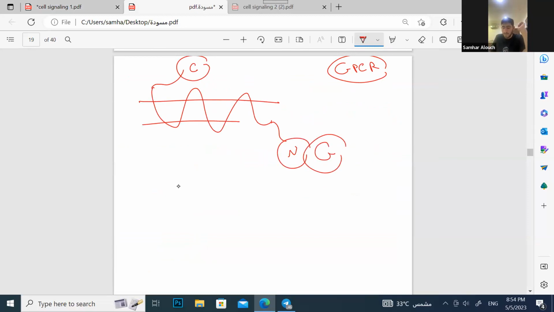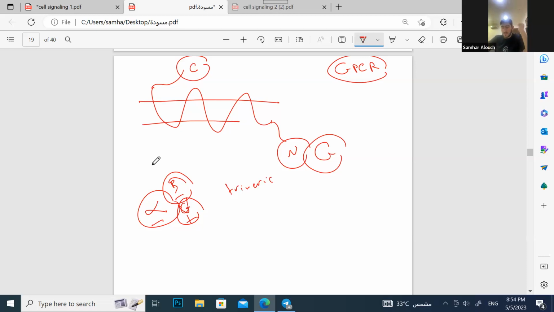I told you that G protein is made of 3 things: alpha, beta, and gamma, which is trimeric. What does trimeric mean? Trimeric means that it's made of 3 structures: alpha, beta, gamma. So G protein is trimeric, made of alpha, beta, and gamma.